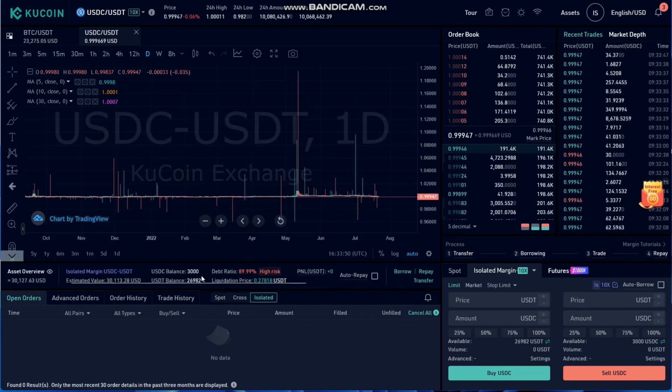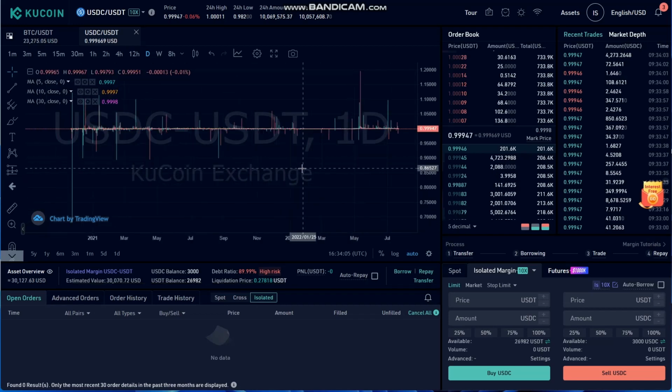So currently we have 3,000 USDC and 27,000 USDT. A total should be about 30,000, as you can see right here, 30,000 value in USD. So let's go do this.